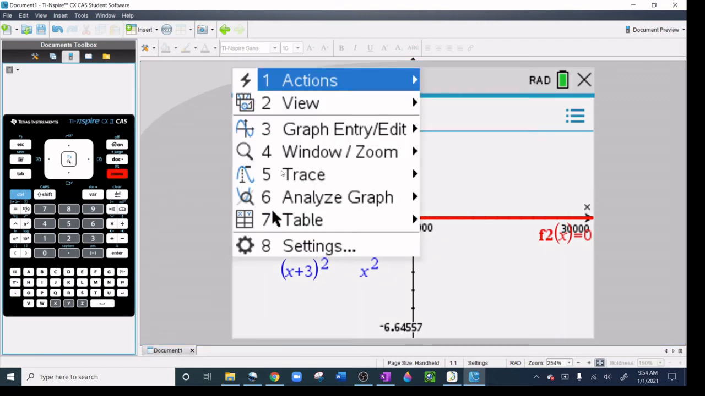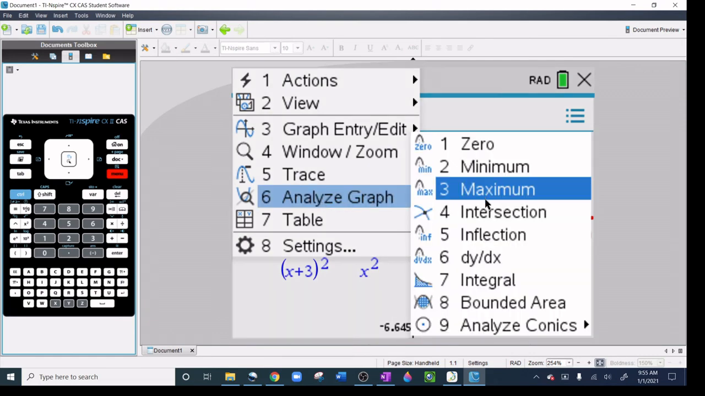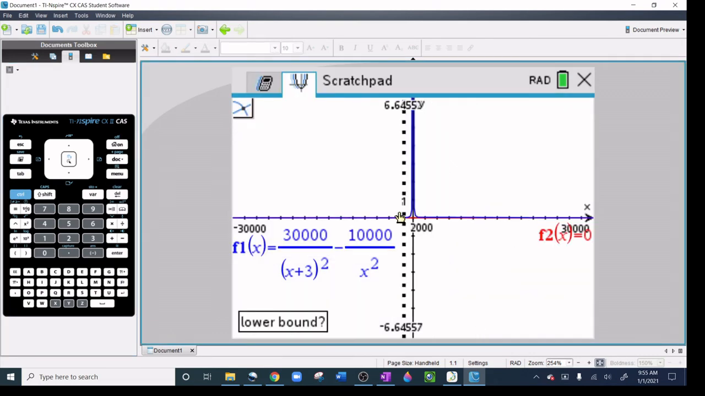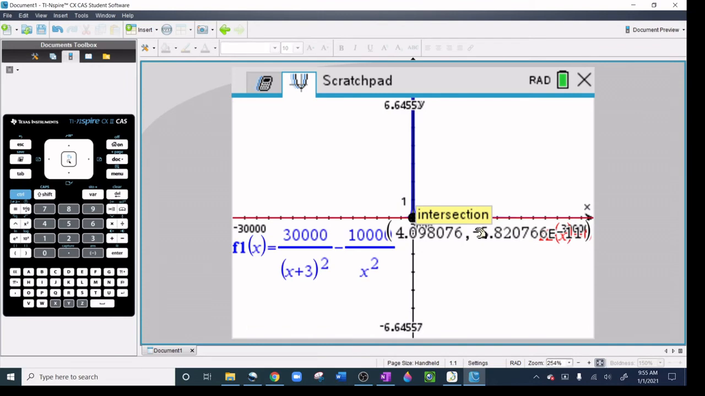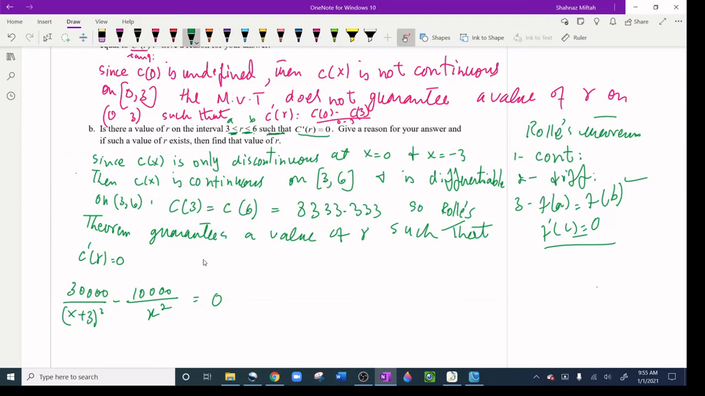Now I'm going to find the point of intersection: analyze graph, intersection, then you click here and you click here. The point of intersection is 4.098. So I'm going to go back. That's my R. I will say R is equal to 4.098, and that's my answer for R.